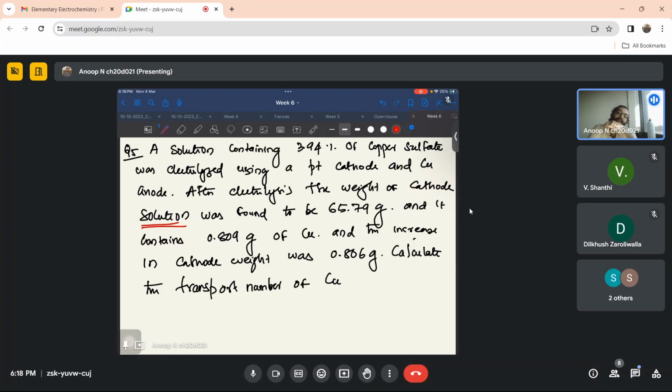What we have done in the experimental determination is, before and after electrolysis, we weigh the solution and find how much copper has changed. Whatever copper is deposited, we can calculate using Faraday's law. Then from that we can directly say how much copper is lost, and calculate the transport number of Cu2+. So can you try now? Does it make sense now? The question.